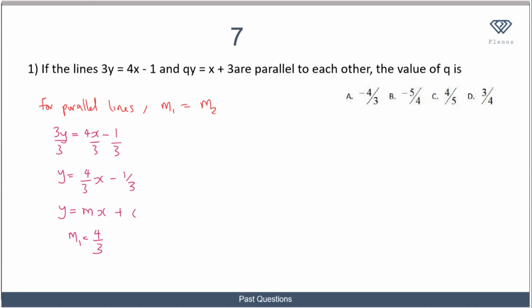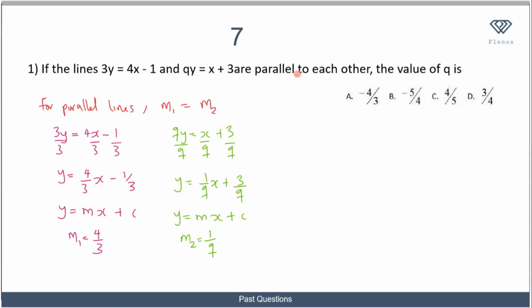Now, I take my second line, and in my second line, I have qy equals x plus 3. So I make y the subject of the formula by dividing through by q. When I divide through by q, I have y equals 1 over q x plus 3 over q. If I compare that with y equals mx plus c, I can see that my slope here, m2, will be equal to the coefficient of x, which is 1 over q.